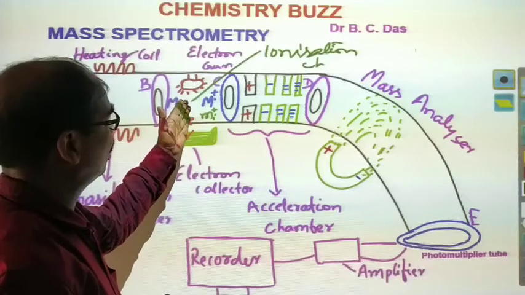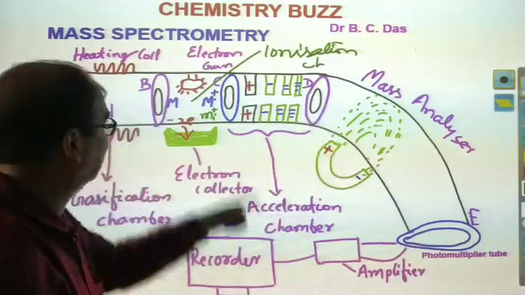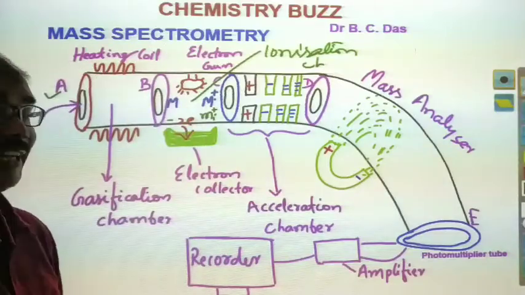These neutral molecules will remain here, and will not move further because of the vacuum.